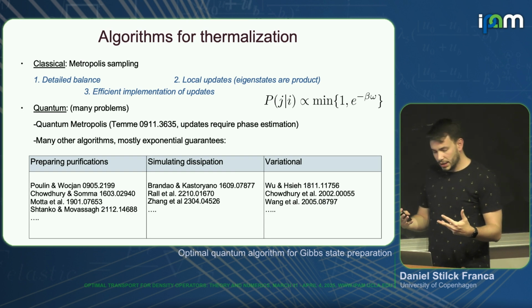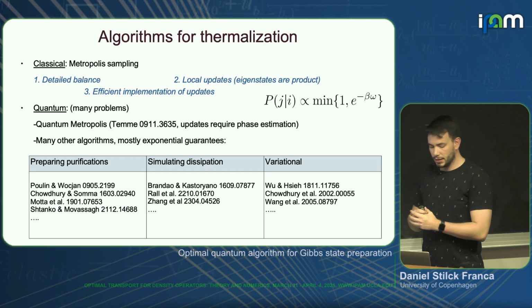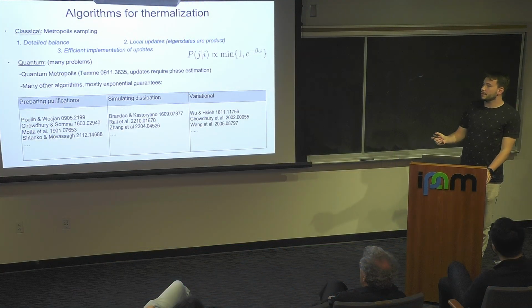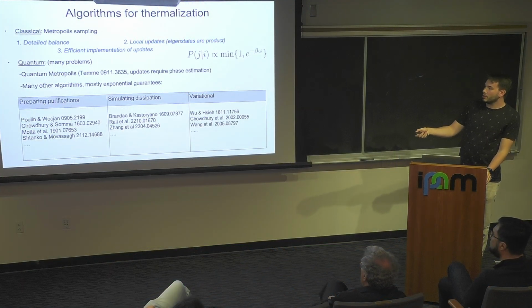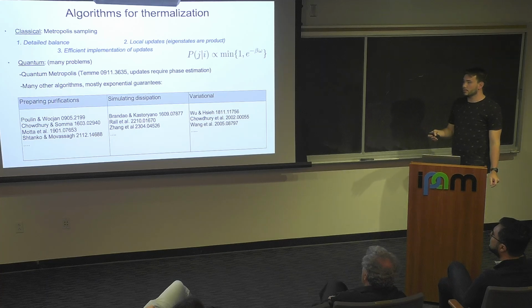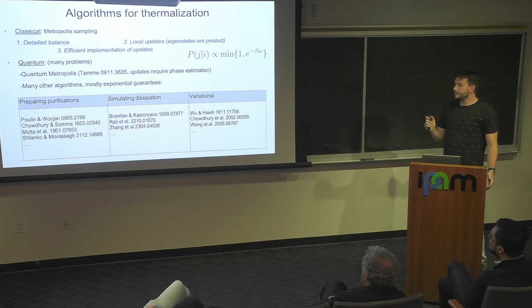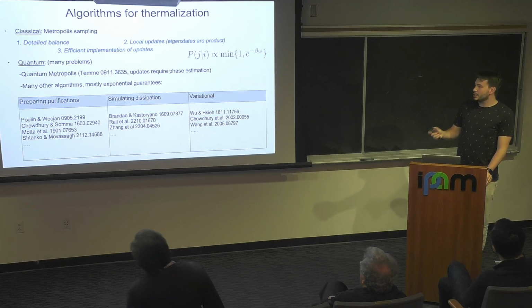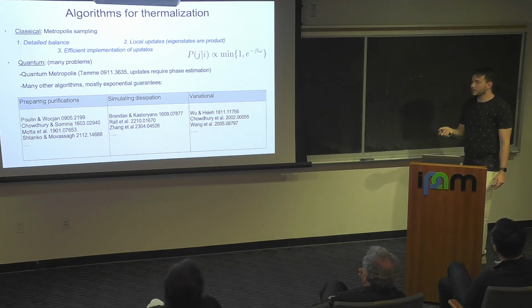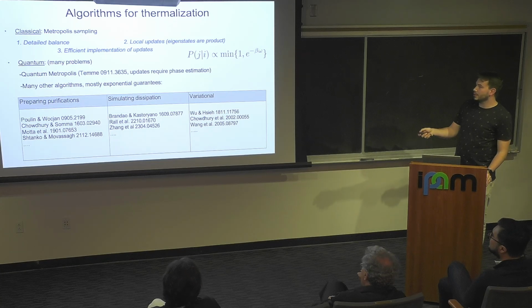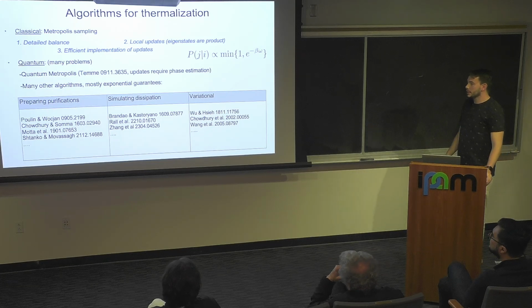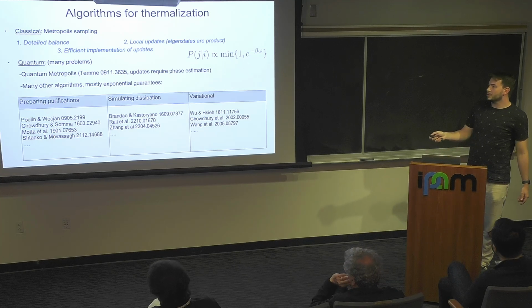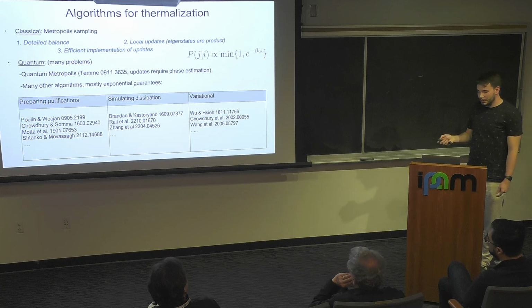And then if we want to take this and apply it to quantum systems, so far it had been very difficult to find proposals that satisfy all of these nice features of classical Metropolis. For instance, there's the quantum Metropolis by Temme, but the updates require a non-trivial quantum algorithm, phase estimation, and then you again don't have these local updates. So there were lots of different proposals in the literature. None of them really had all of these requirements.